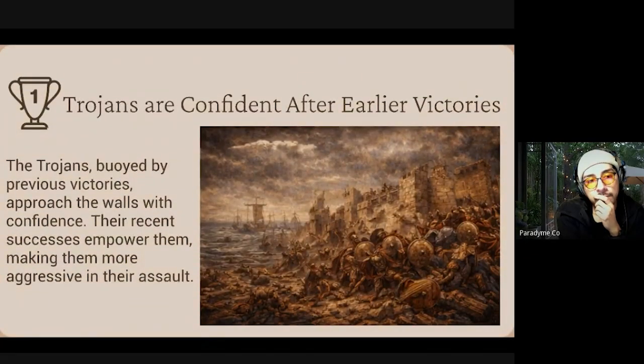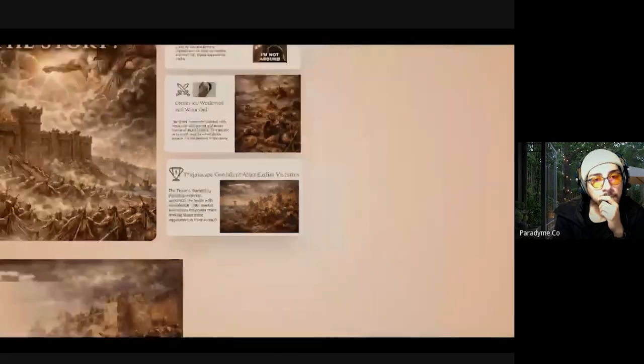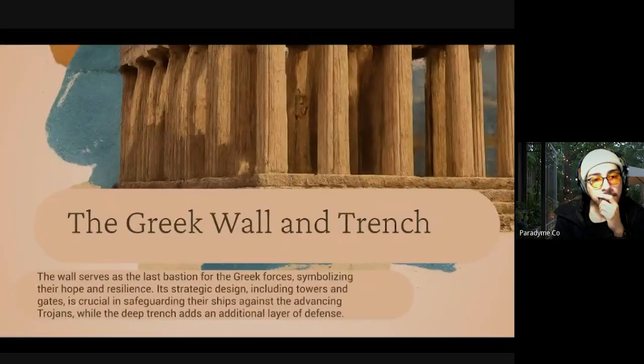The Trojans are confident after early victories. The Trojans, buoyed by previous victories, approach the wall with confidence. Their recent success empowered them, making them more aggressive in their assault. The wall serves as the last bastion for the Greek forces, symbolizing their hope and resilience. Its strategic design, including towers and gates, is crucial in safeguarding their ships against the advancing Trojans, while the deep trench adds an additional layer of defense.